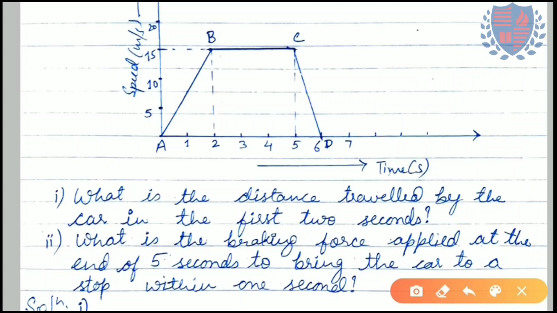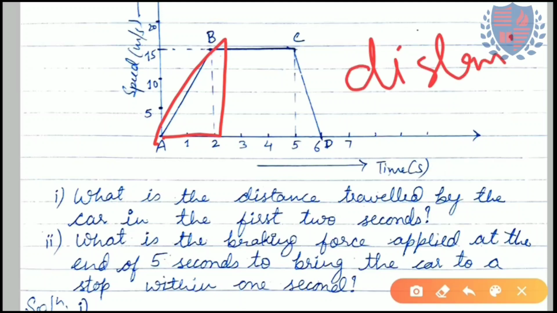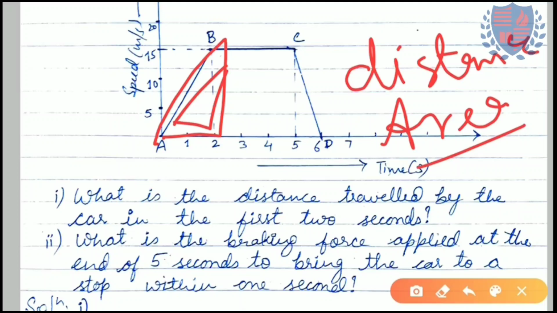Distance travelled by the car in the first 2 seconds, that means we have to consider only this area. Whenever you need to find the distance in a speed time graph, you find the area of that particular region. And here it's a well defined shape, our luck is very good, that is a triangle. And we know that the area of the triangle is half into base into height.